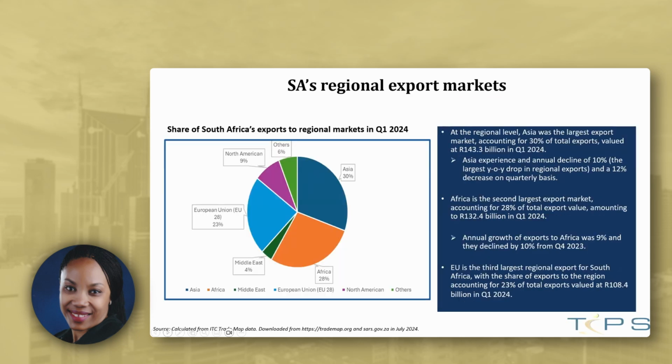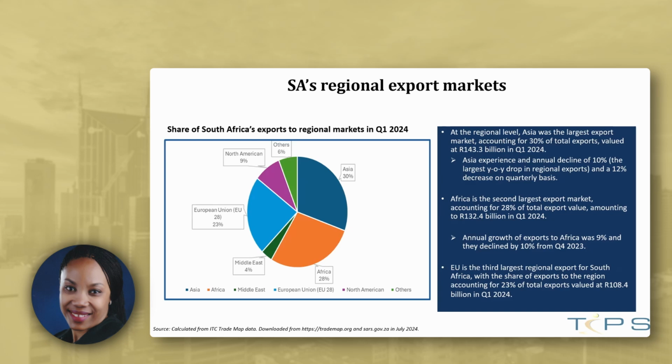Looking at the regional exports, at the regional level, Asia was the largest export market, accounting for 30% of total exports, valued at 143 billion in the first quarter of 2024. Asia experienced an annual decline of 10%, and a 12% decrease on a quarterly basis.